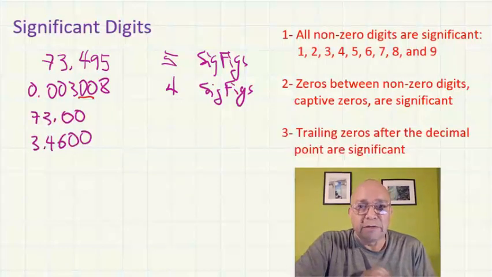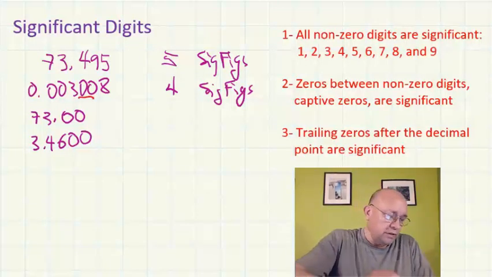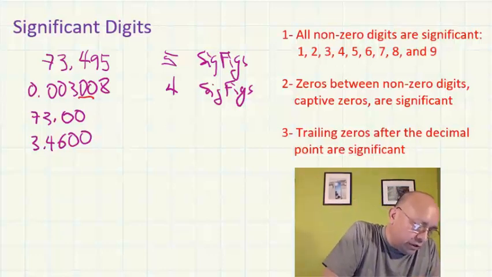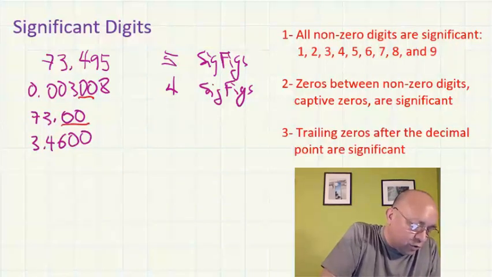Rule number 3, trailing zeros after the decimal point are significant. So in these two examples, these two zeros that are after the decimal point, those two are significant.